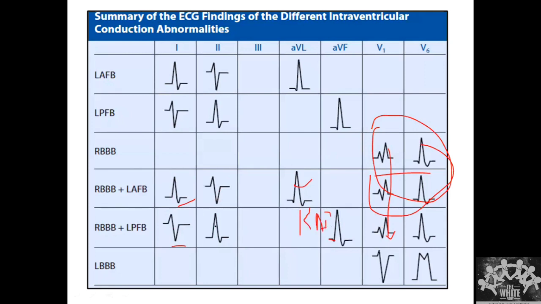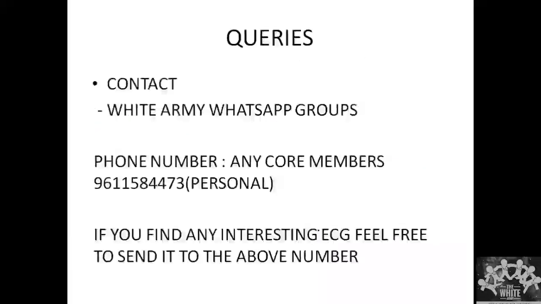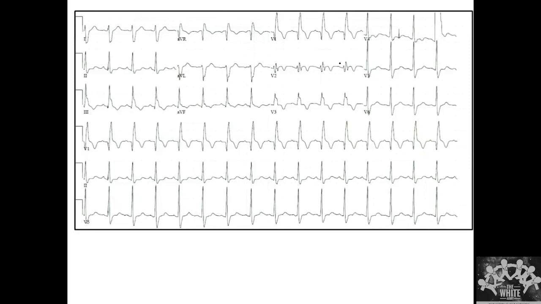So if there is a right axis deviation, maximum deflection in lead 3. So lead 3 will have maximum positivity. Lead AVL will have maximum negativity. So that is about the bundle branch blocks. So you should keep practicing. So this is the last ECG, and we'll end for today.